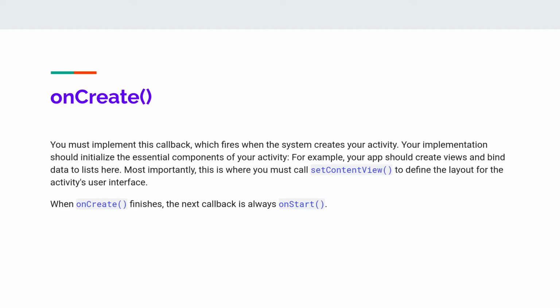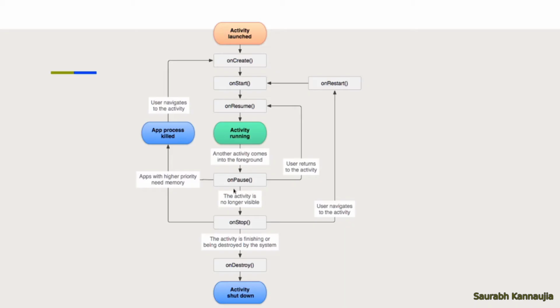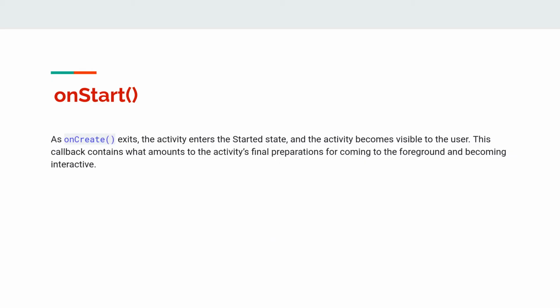Next we have onStart. As soon as the onCreate method exits, we have onStart. The activity enters the started state in onStart, and the activity becomes visible to the user. When we run our app, the activity is not visible immediately to the user. It takes a little time, it does the binding and all the things which we have written in the onCreate method, and once the bindings and other things are done, then the activity becomes visible to the user.